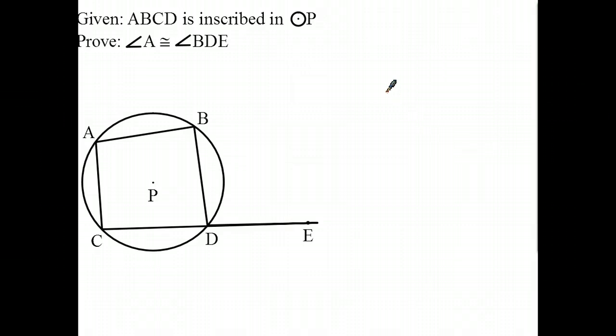So let's try an example here. Let's say we're given that ABCD is inscribed in circle P. So P is the center, and the vertices A, B, C, and D are all on the circle. And we want to prove that angle A is congruent to angle BDE. So we have this angle over here, angle A. We want to prove that it's congruent to angle BDE. All right, let's try to set up our proof here.